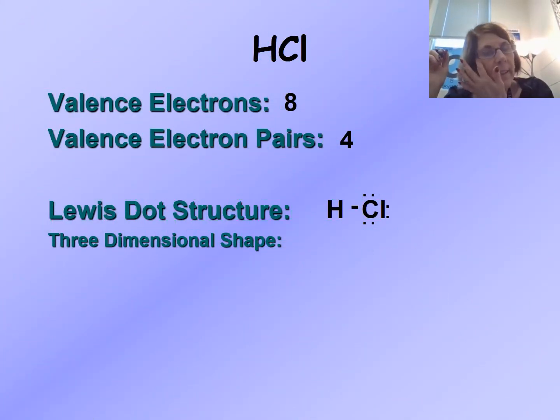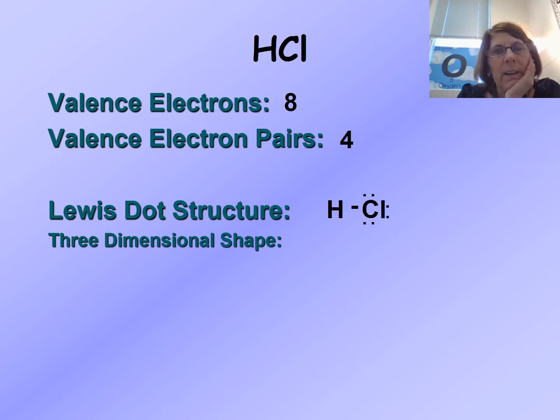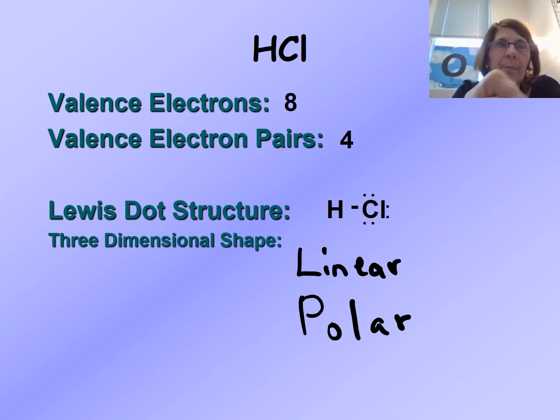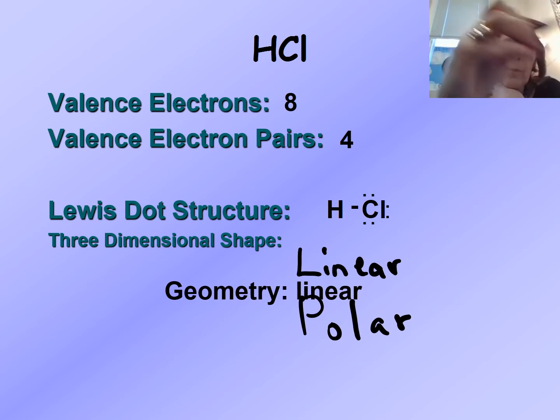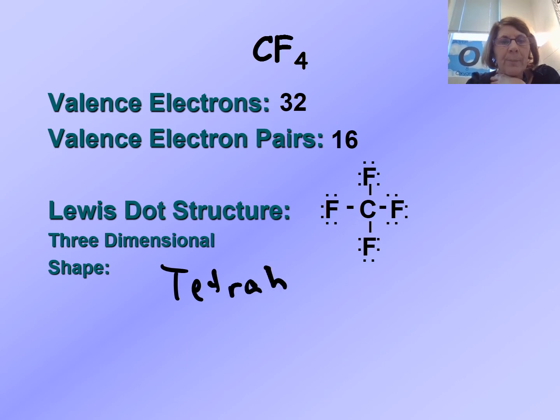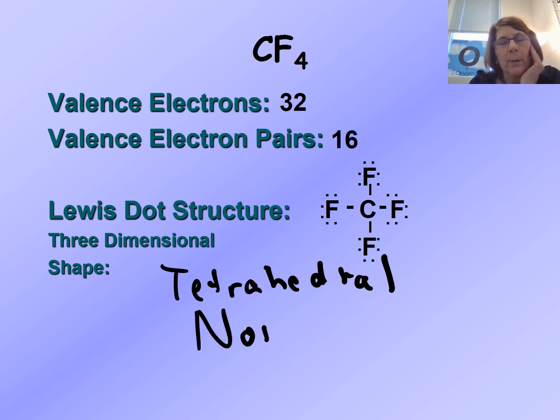We're just going to take each one by itself and decide if it's polar or nonpolar. We've said this is linear, it's straight across. Because these are 2 different atoms, we're going to say it's polar. This one has 4 around it. This is tetrahedral. Because it's totally even all around, it's going to be nonpolar.